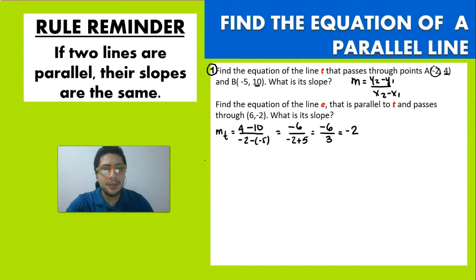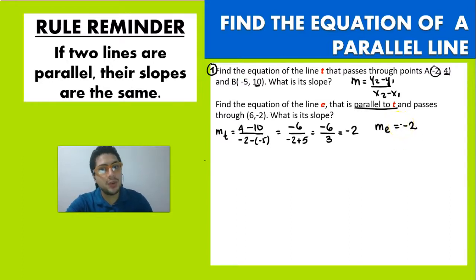Correct? Now, an important thing that we have to remember is the rule reminder. So if two lines are parallel, that means that their slopes are going to be the same, which means that the slope of both of them, because line E is parallel to T, is going to be minus 2. So that means that the slope of E, or m_E, is also going to be minus 2.